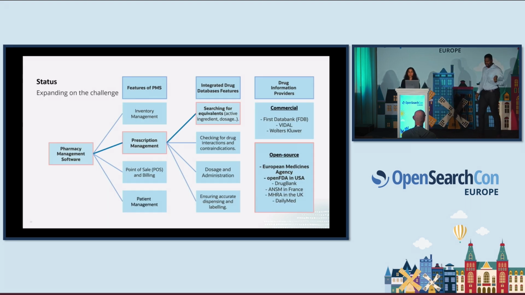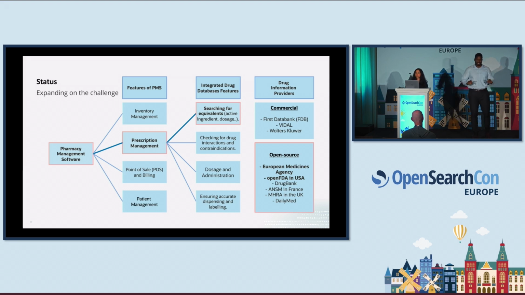So the status. Our tourist had help when he got to the pharmacy. But how was this done? So to understand a bit more the current system, if you go in a pharmacy, typically they will have a pharmacy management system. And this system comes with various modules. The first one is inventory management, for example. We will assume that this one did its job perfectly well, and it's not a question of availability.